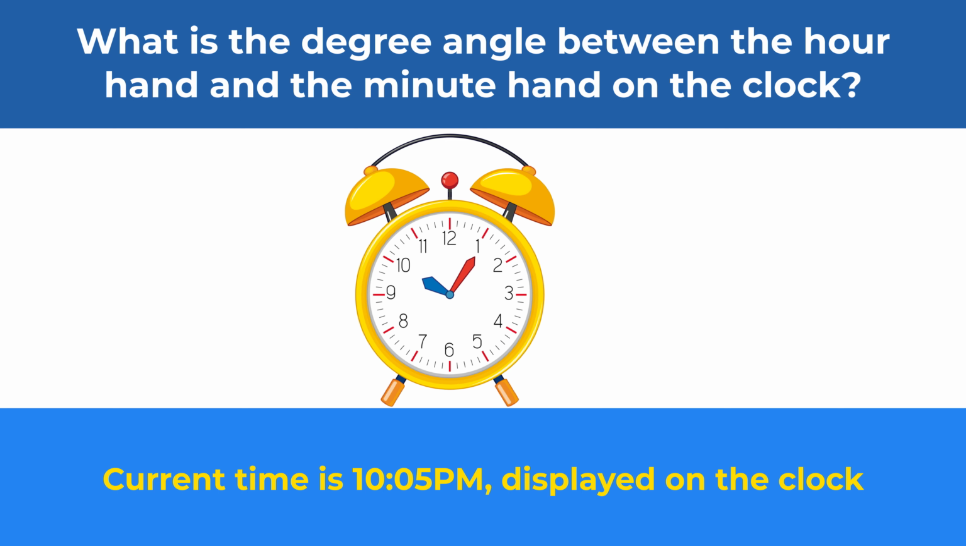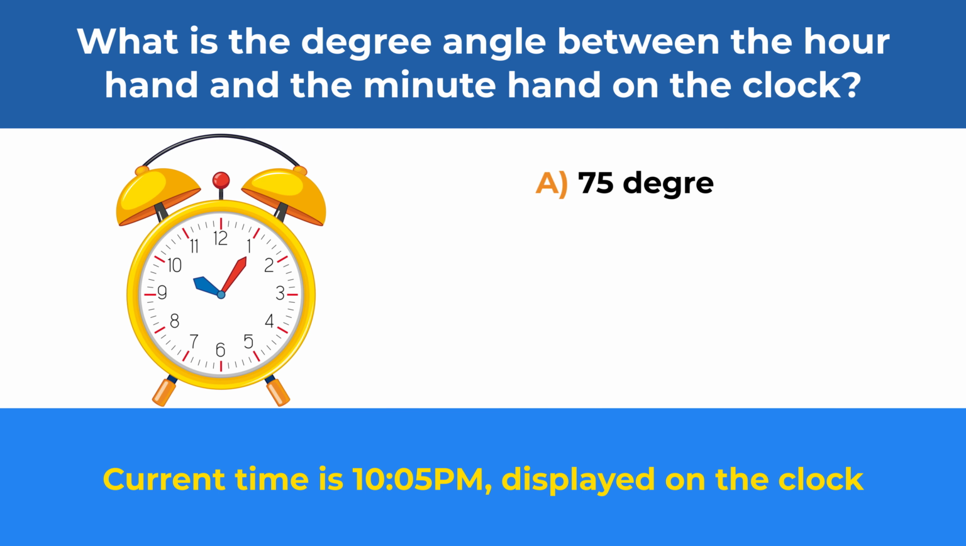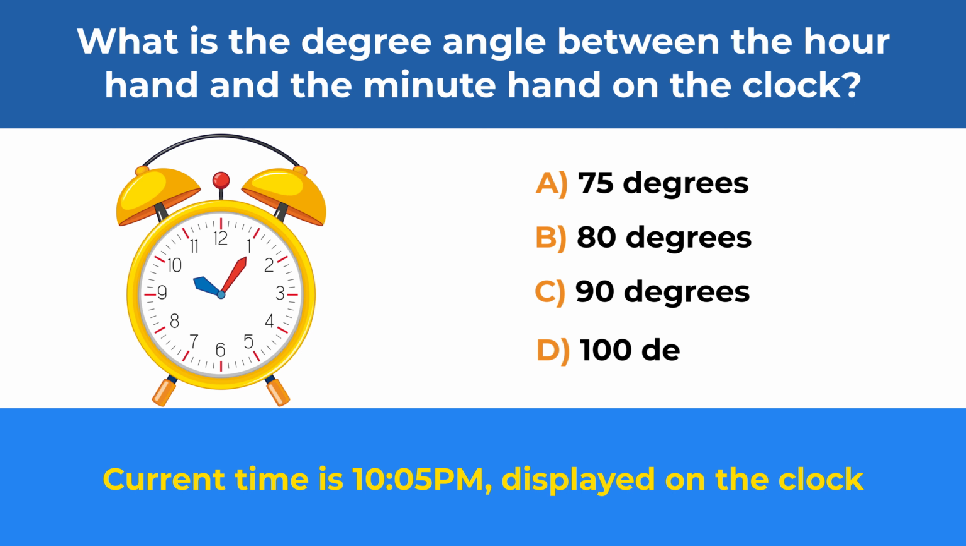You have 4 different choices. Choice A, 75 degrees. Choice B, 80 degrees. Choice C, 90 degrees. And choice D, 100 degrees. Do you see the answer?